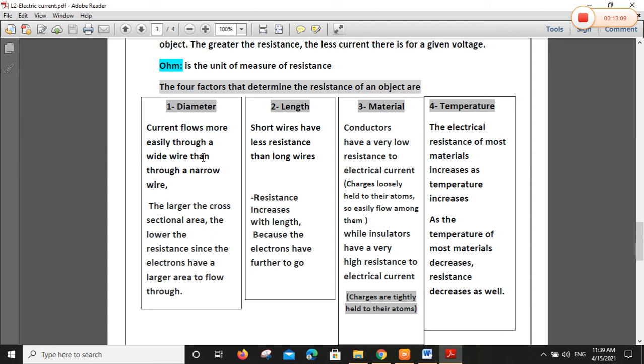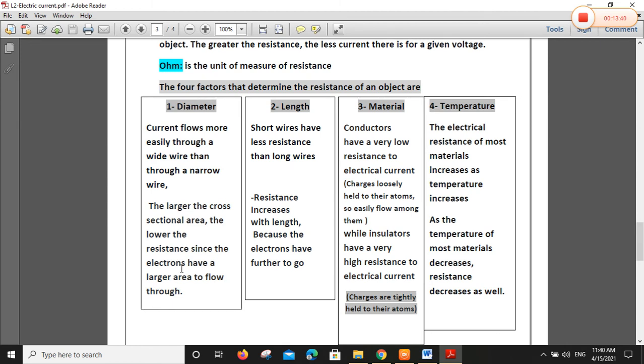Why? Because it allows more electric charges to pass easily. So the resistance decreases as the wire gets wider. The larger the cross-sectional area, the lower the resistance, since the electrons have a larger area to flow through.